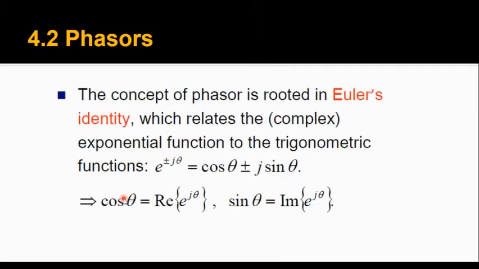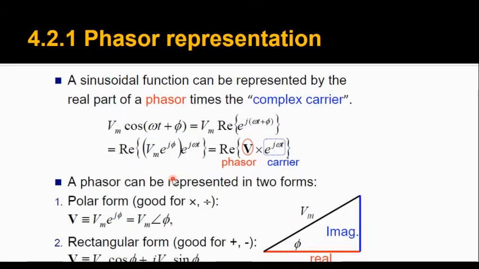The concept of phasor is rooted in Euler's identity. I think this is very basic, where you can see this in the previous subtopic. So the exponential function can be related to the trigonometric function, where cos theta is actually the real part of e to the j theta, and sin theta, where you have j over here, is actually the imaginary part of the exponential function. So you can do the representation of the phasor in the form of Vm, and this is the real part of e to the j theta just now.